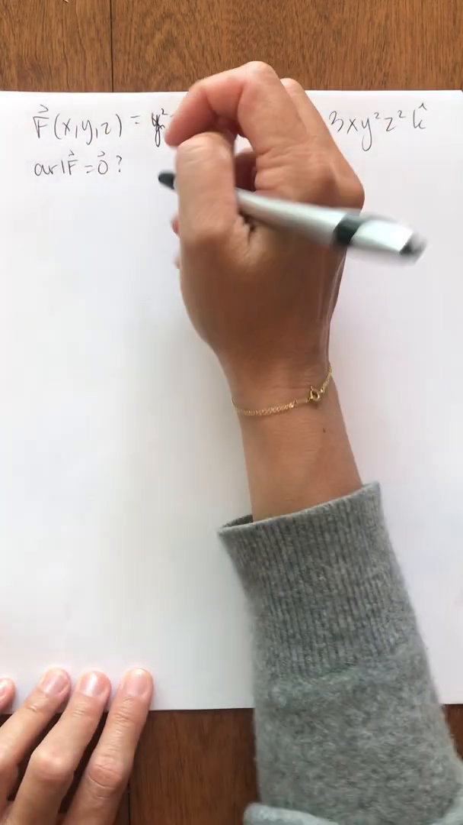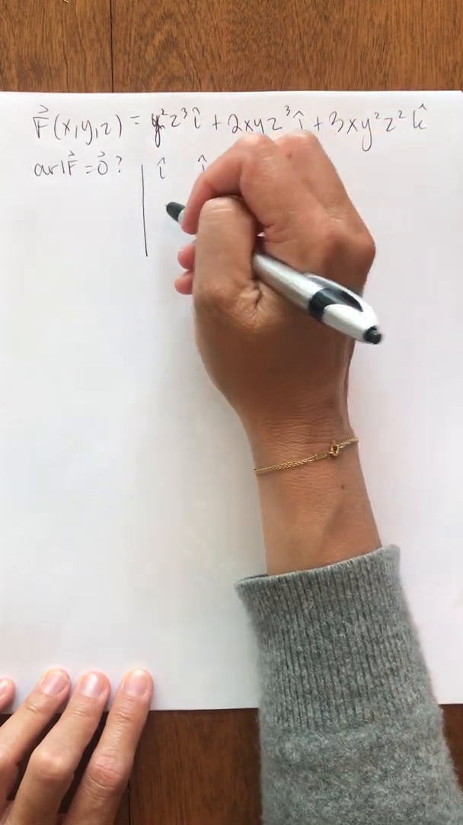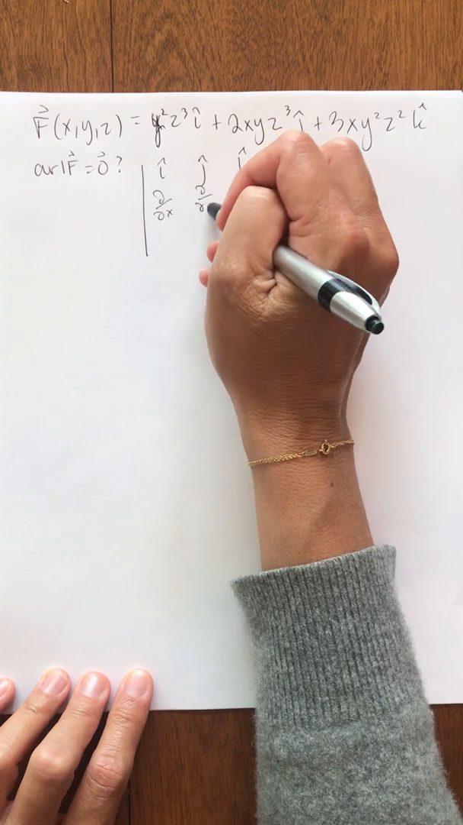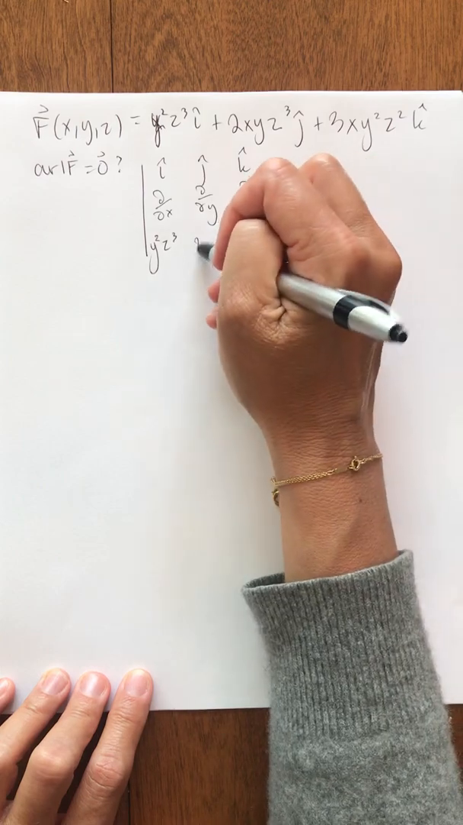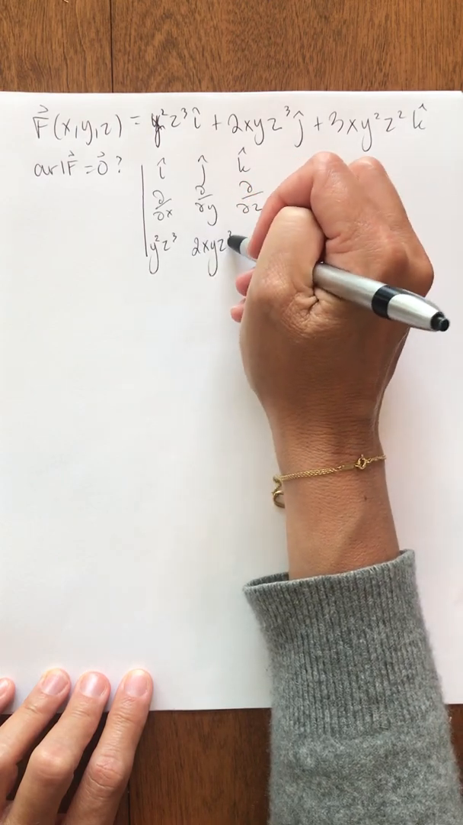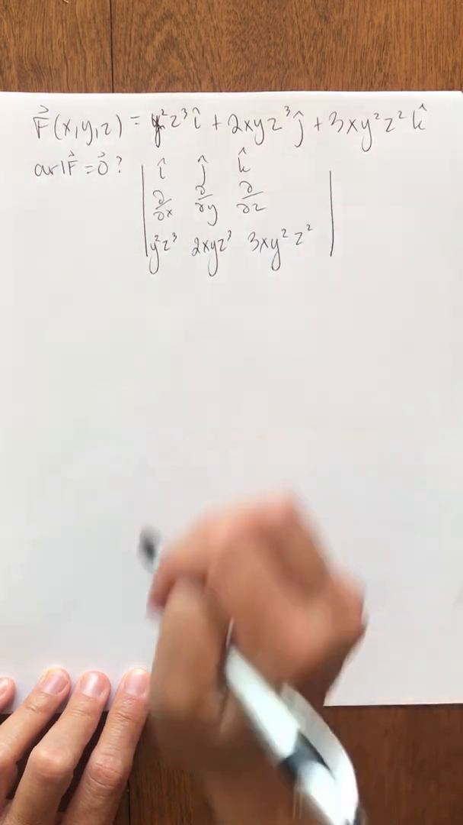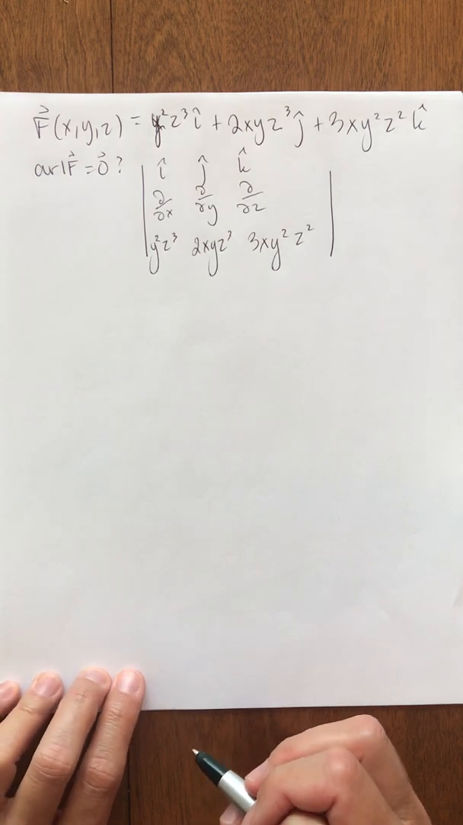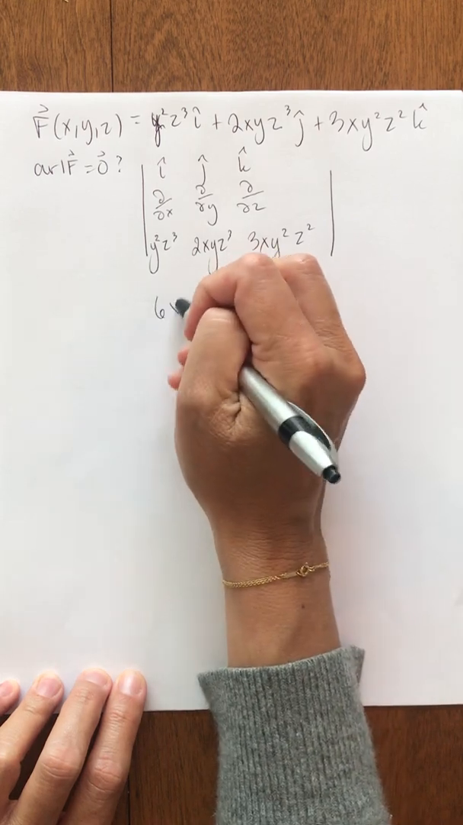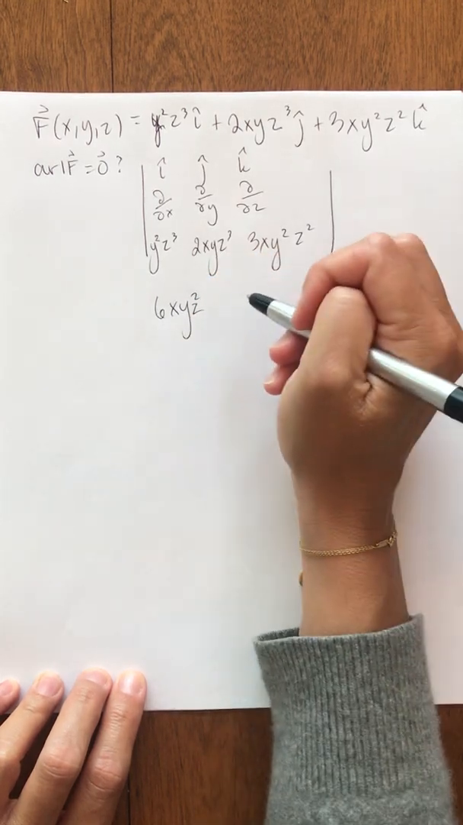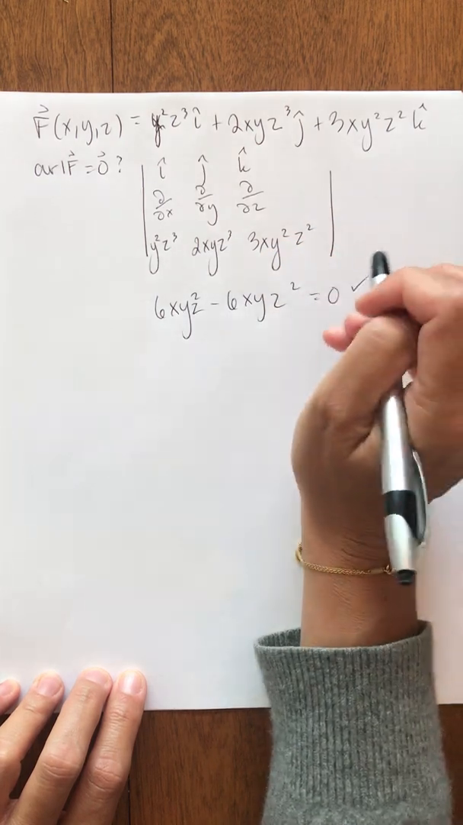To look at that, we'll go ahead and throw it into our matrix. So I'll have i hat, j hat, k hat, the partial with respect to x, the partial with respect to y, the partial with respect to z, y squared z cubed, 2xyz cubed, and 3xy squared z squared. Now, when I take my derivatives, in the i hat direction, I'm going to have 6xyz squared minus 6xyz squared. So this is 0, so this works.